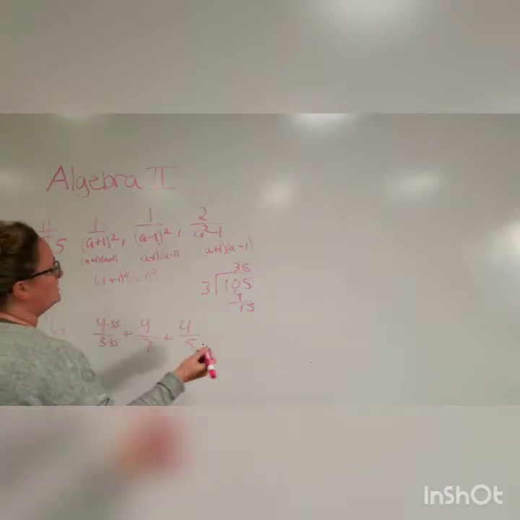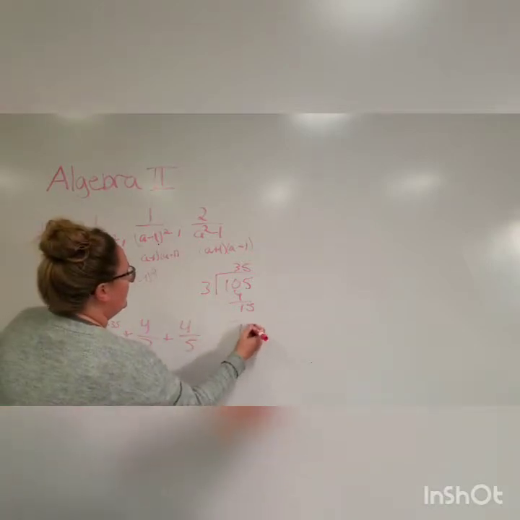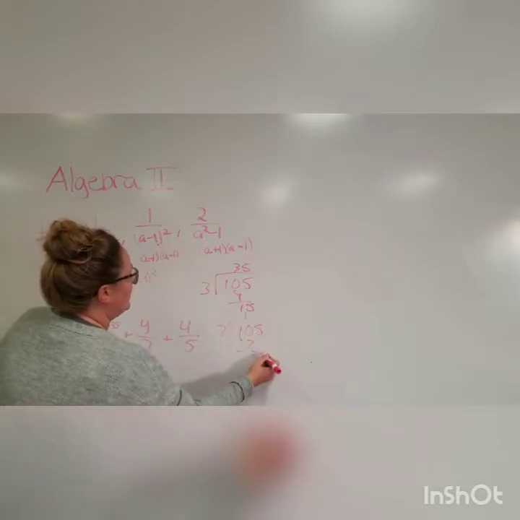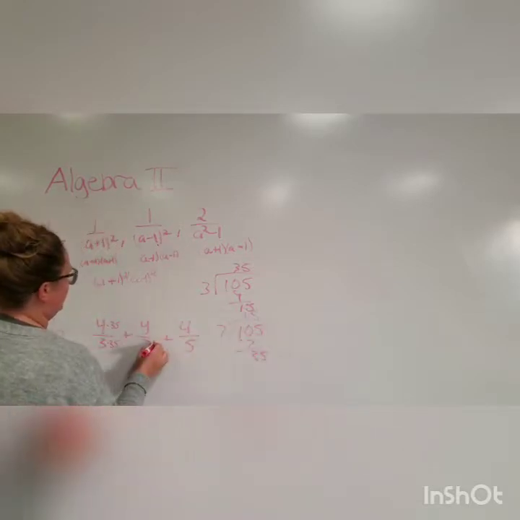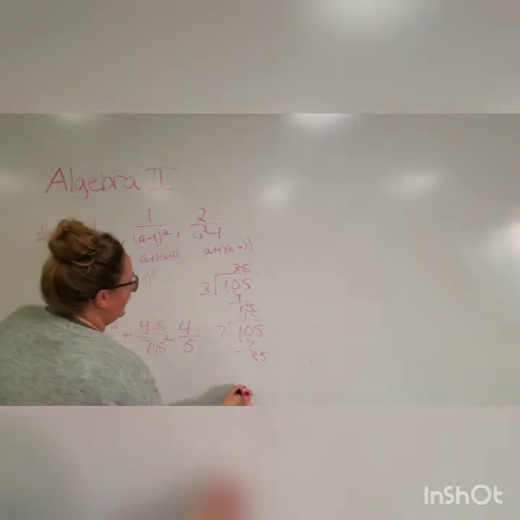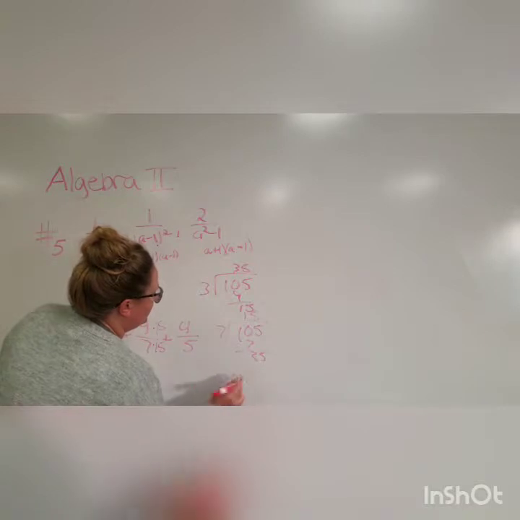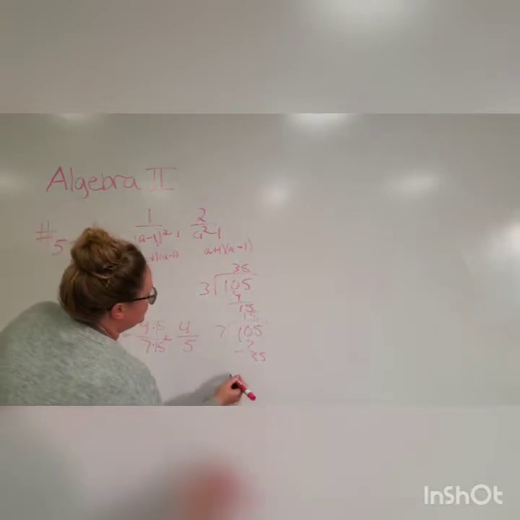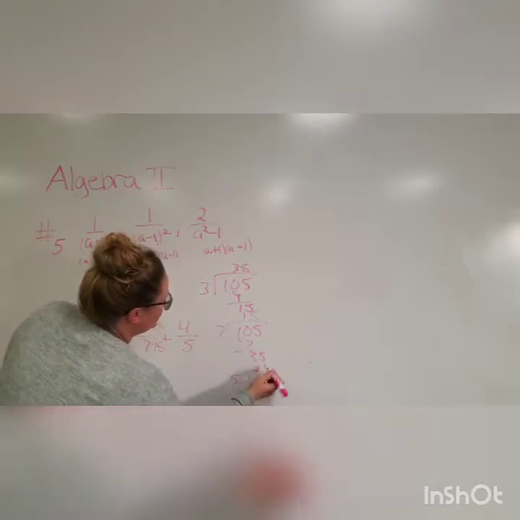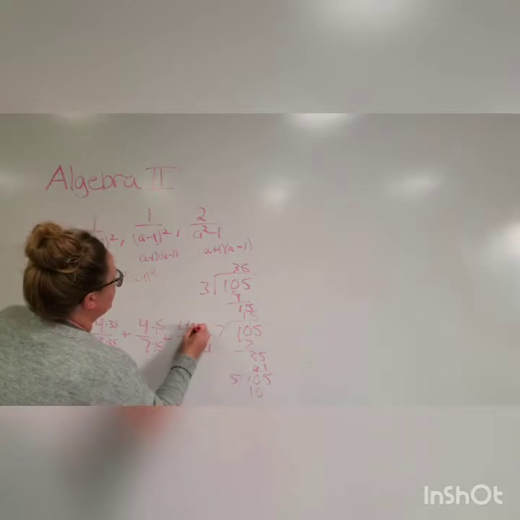All right, how many times does 7 go into 105? 105 divided by 7, 15 times. I gotta multiply the top by 15 and the bottom by 15. And 5 into 105, 21 times. Gotta multiply it by 21.